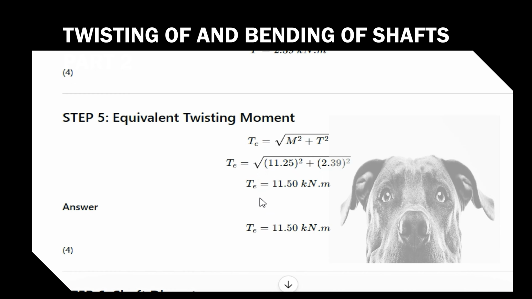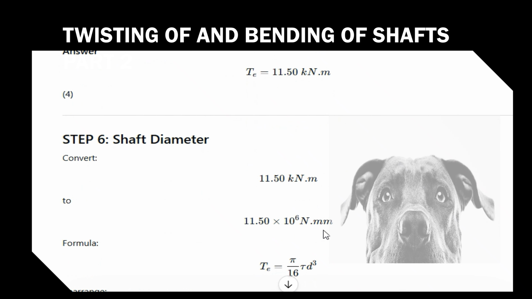Okay, our answer will be TE. TE, remember, TE is our equivalent torque, which equals 11.50 kilonewton meter. Then number 6, we are going to design the shaft diameter. Okay, we are converting 11.50 kilonewton meter to 11.50 multiplied by 10 power 6 newton millimeters.